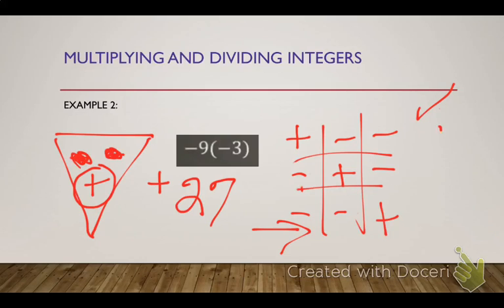Okay, so here would be row 1, row 2, row 3, and we want to see the third row because we have 2 negatives. 1 negative, 2 negatives. Negative times negative. All right?